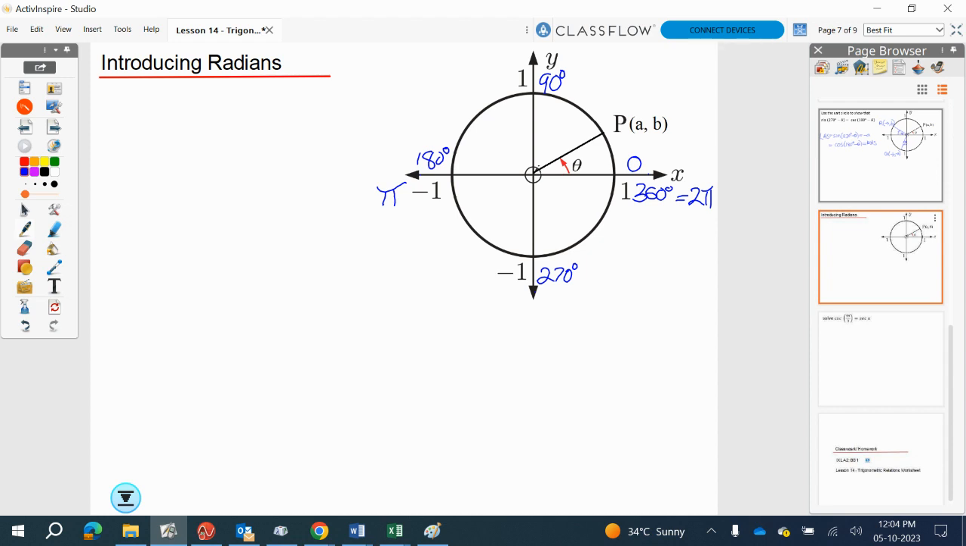What about 90 degrees? How many radians is 90 degrees equal to? I like to say pi over 2. What about 270? Let me show you how to do this. In 90 degrees, how many radians? Pi over 2. How many 90 degrees to get you to 270? From 0, how many 90 degrees? 3. So we have 3 lots of 90 degrees.